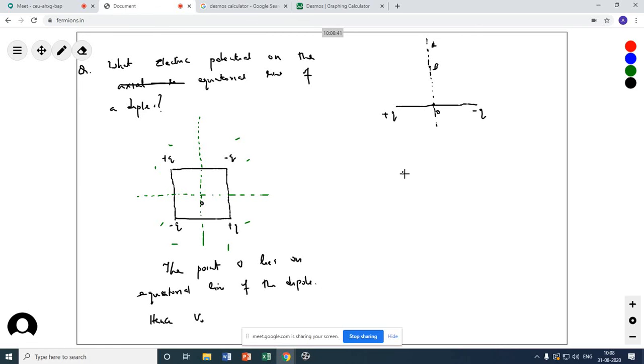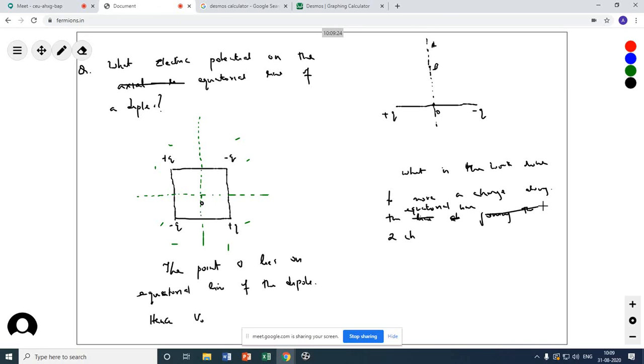Again I can ask, what is the work done to displace a charge, or to move a charge along the line joining the two charges, along the equatorial line of a dipole? Again the answer is 0.